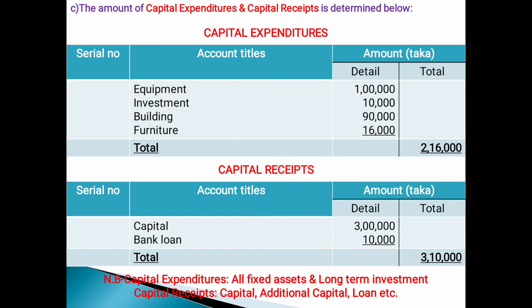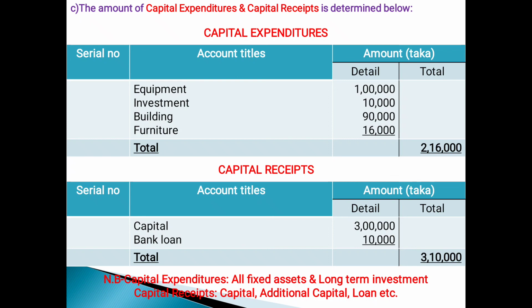Now we have to complete requirement C. Two items are available in requirement C. First one, capital expenditure. Second one, capital receipt. So you have to draw two formats. First one, capital expenditure, and second one, capital receipt. Same formats: first column serial number, second column accounts title, third column amount taka detail, fourth column amount taka total.